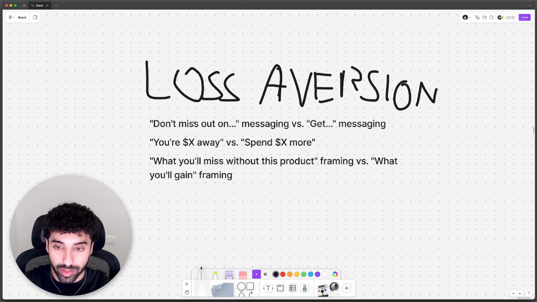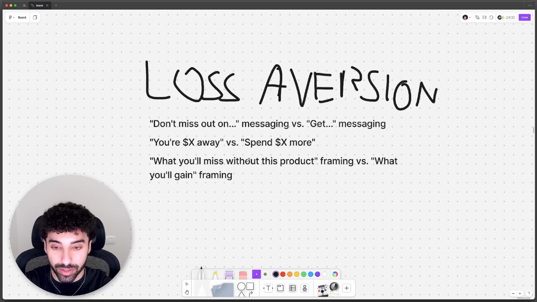So the first example I have here is "don't miss out on" versus "get" messaging. Most of these examples are about messaging and framing. This is what most of loss aversion is about. Another example is on carts, when you have the free shipping thresholds, you write in a loss aversion way. So saying you're X dollars away from free shipping instead of "spend X amount of dollars more to get free shipping." You feel the pain of losing out on free shipping twice as much as getting pleasure from gaining free shipping by adding a certain amount of dollars to your cart.